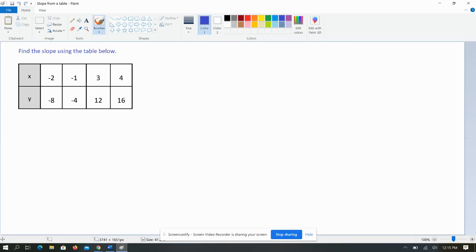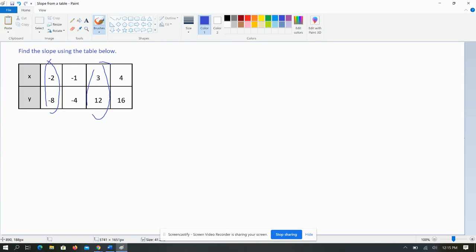Hi guys, this is an example of finding slope when you're using a table. So we're going to look at our table. We have our x values and our y values. So I need to pick probably two sets of numbers that I can use in order to find slope. And let's go ahead and do this one as our first pair. And I think for you guys, I'm going to have us do this one. So it doesn't matter as long as you've got an x1 and a y1.